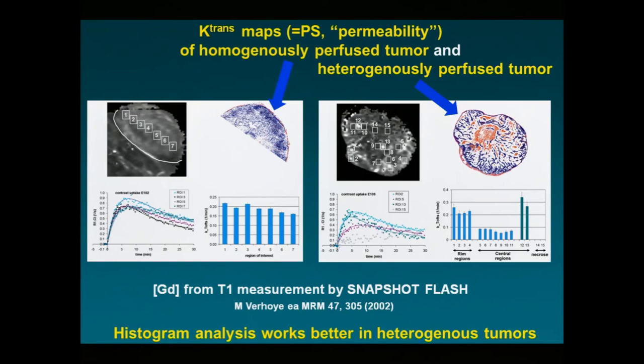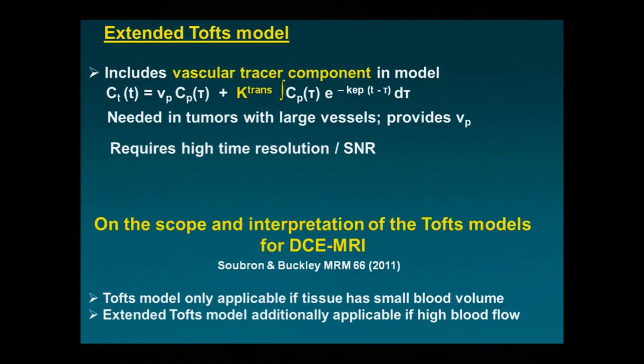In many tumors, the vessel fraction may be rather low, or maybe much larger than the model actually allows you to evaluate. I just told you that one of the early assumptions of the model was that we ignored the vascular fraction. So with studying other tumors with larger vessel fractions, it became necessary to introduce also a component which includes the vascular fraction, vp. Now you introduce an additional parameter, and of course you then need better time resolution and also better signal to noise and contrast to noise. That's the issue in extending your models with more parameters.